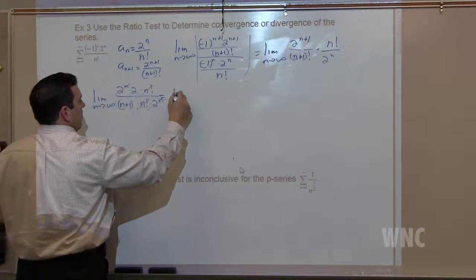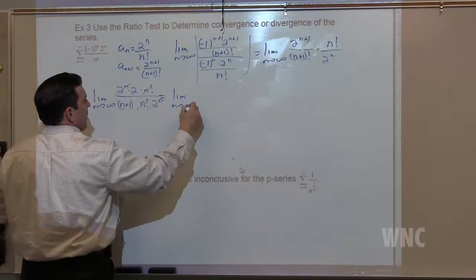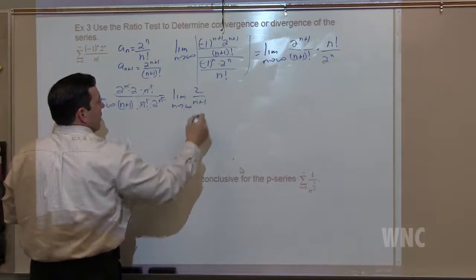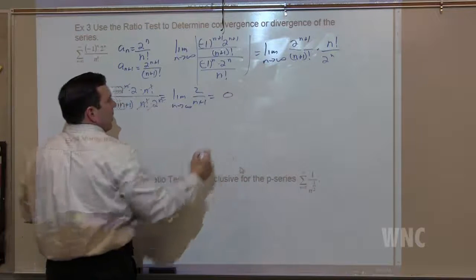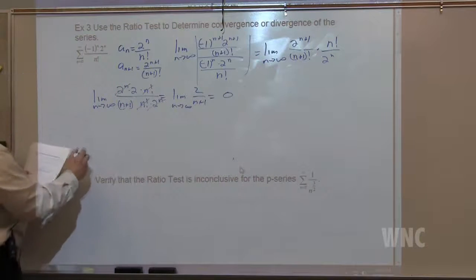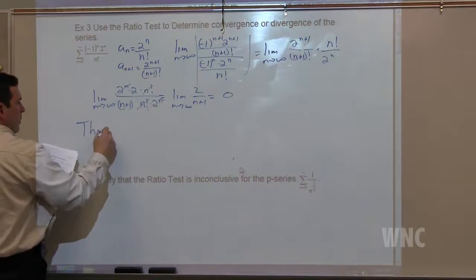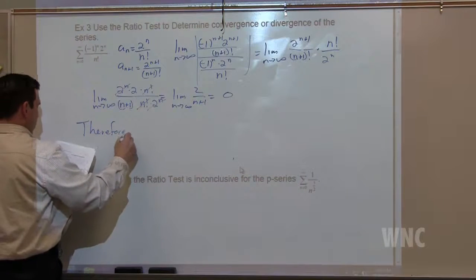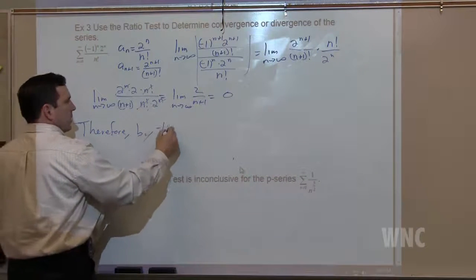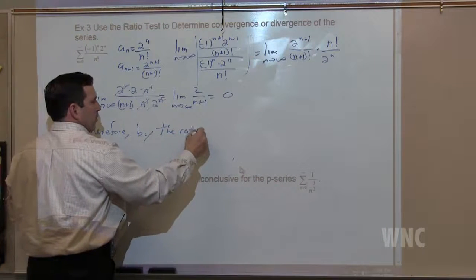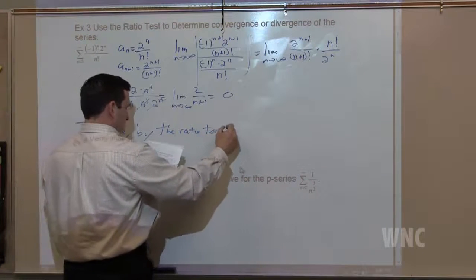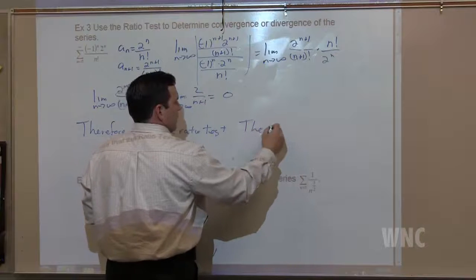So it's going to be the limit as n goes to infinity of 2 over n plus 1, which will be 0 again. So, therefore, by the ratio test, the series converges.